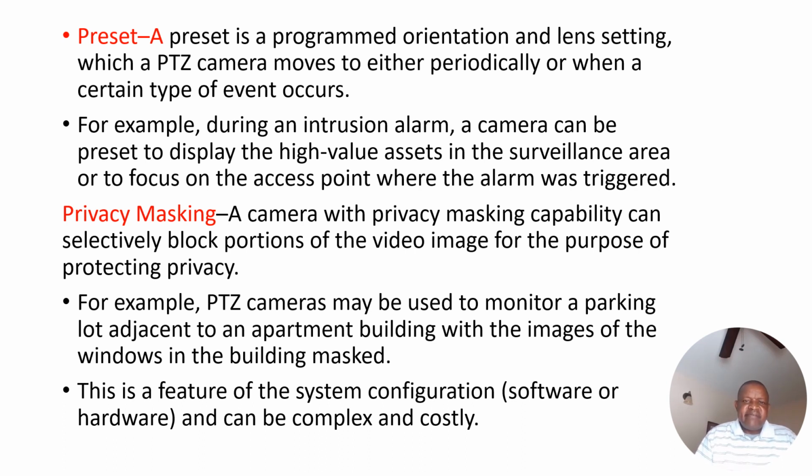Another feature is privacy masking. A camera with privacy masking capability can selectively block portions of the video image for the purpose of protecting privacy. For example, PTZ cameras may be used to monitor a parking lot adjacent to an apartment building with the images of the windows in the building masked. This is a feature of the system configuration, software or hardware, and can be very complex and costly.